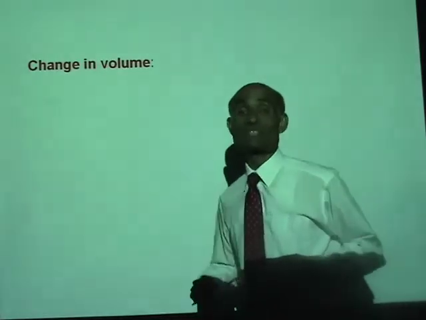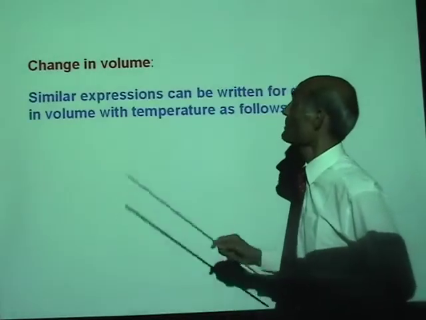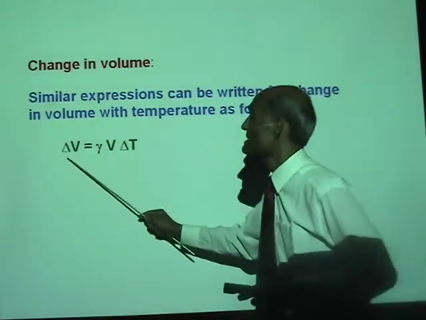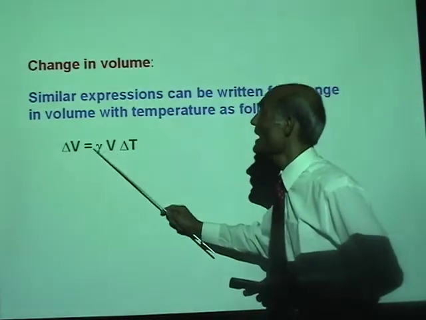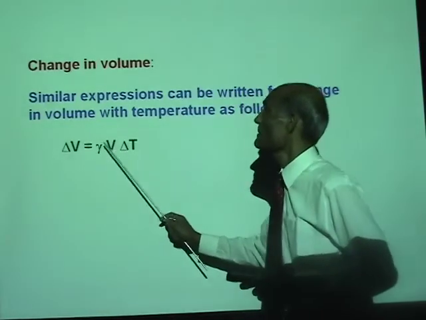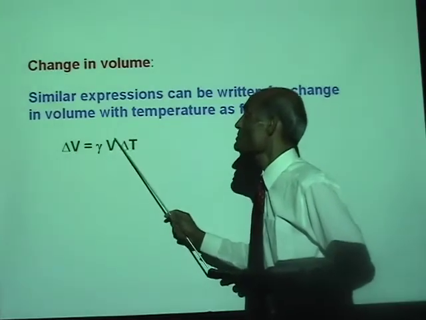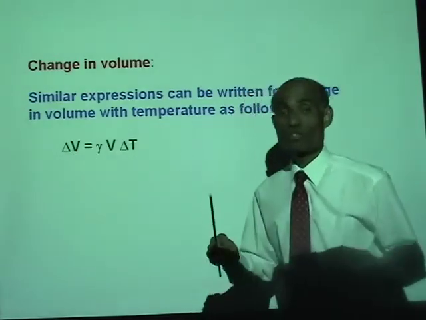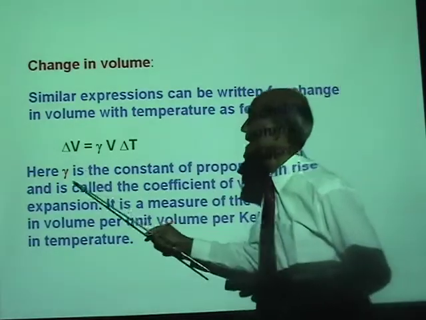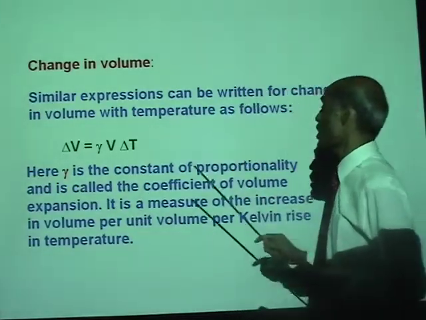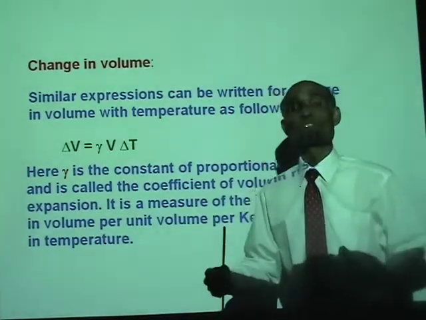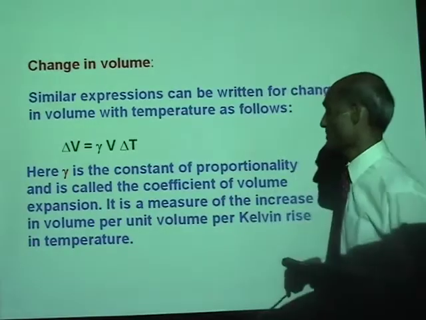Now, similarly, let's consider change in volume. A similar expression can be obtained for change in volume as delta V equal to a constant gamma times V delta T. The change in volume is proportional to the original volume and the change in temperature, where gamma is a constant and we call it the coefficient of volume expansion or coefficient of cubical expansion.